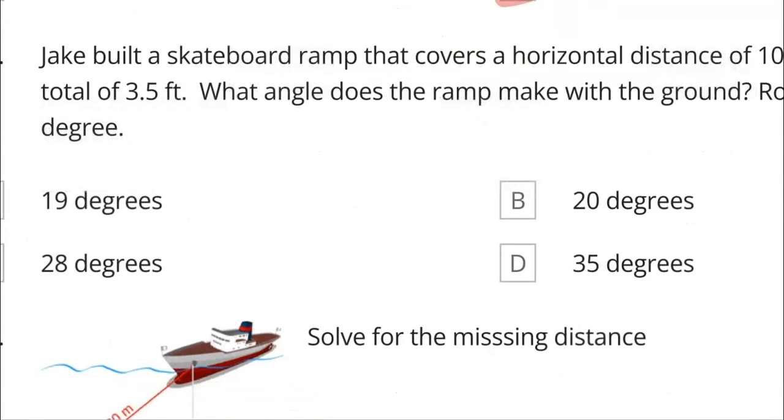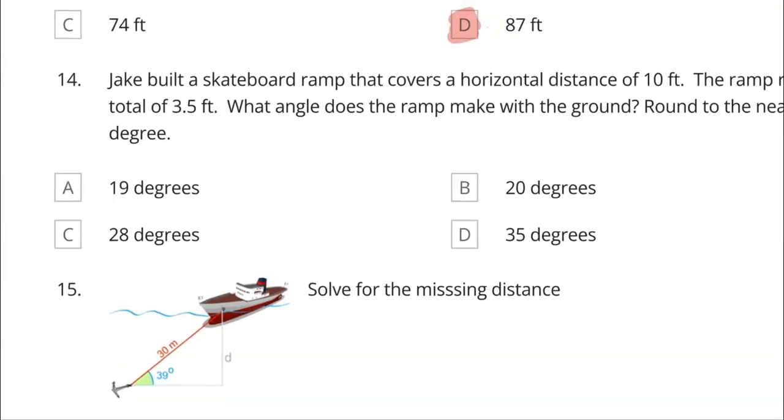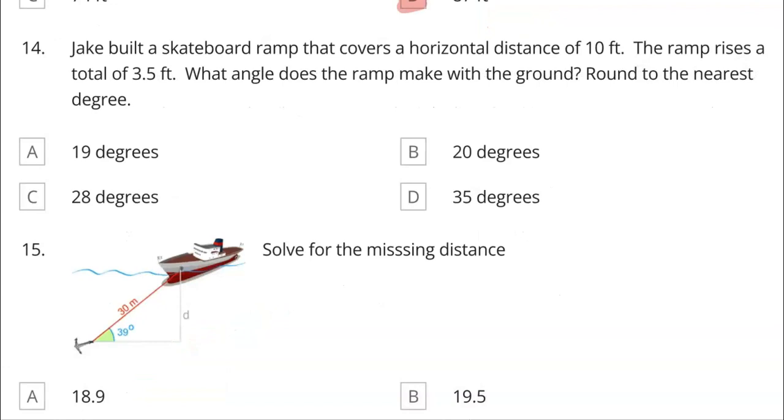Okay? All right. Jake built a skateboard ramp that covers a horizontal distance of 10 feet. The ramp rises a total of 3.5 feet. What angle does the ramp make with the ground? Round to the nearest degree.